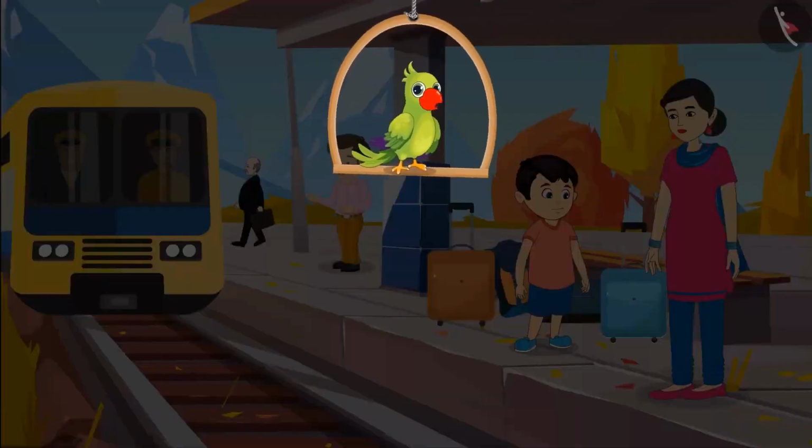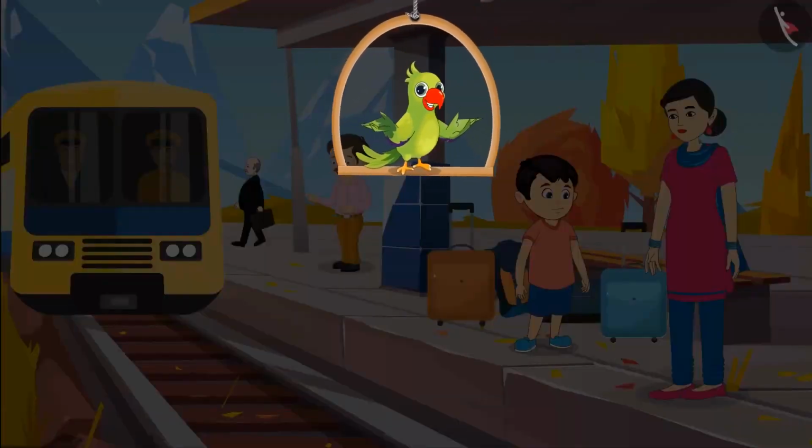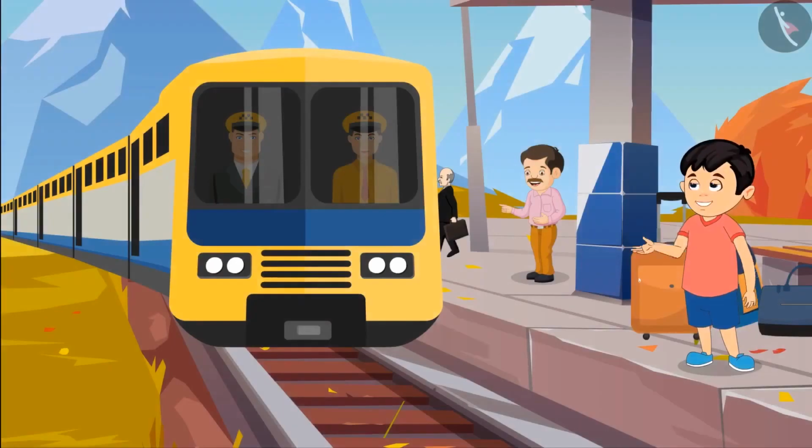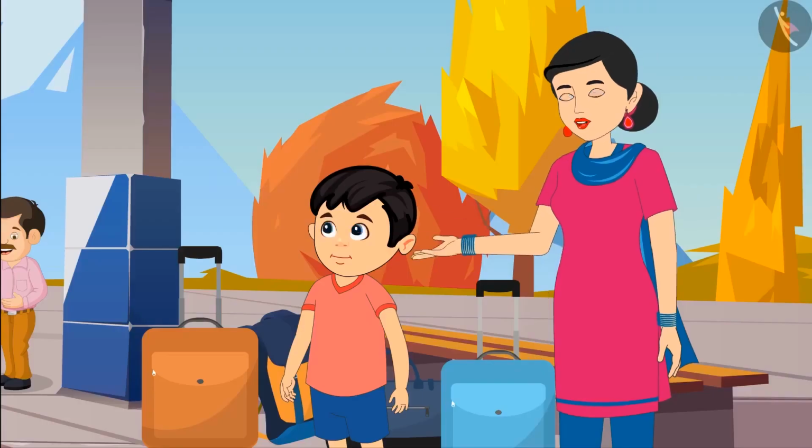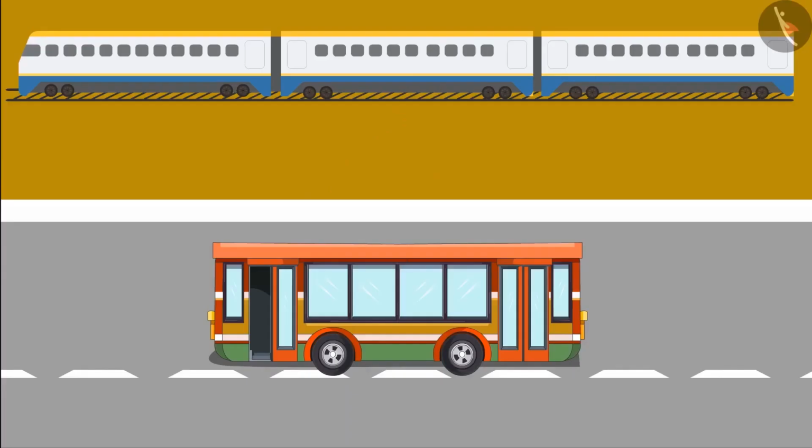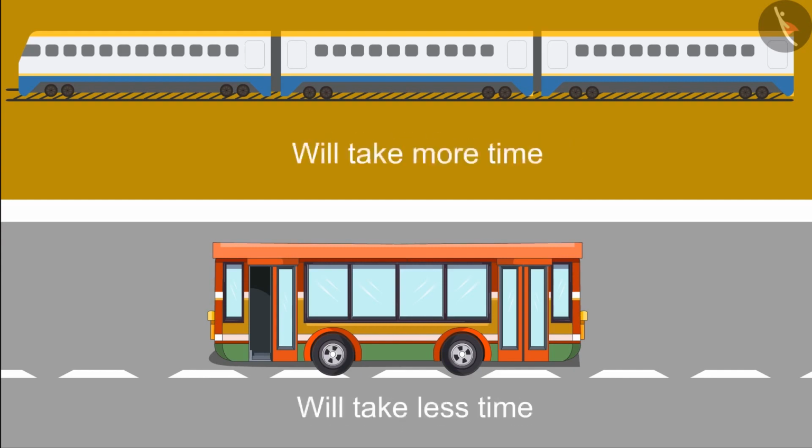Chotu is going with his mother to his grandparents' house by train today. Chotu has come to the railway station for the first time. Mom, this train is so long. Yes, Chotu, there are lots of coaches in the train. Mother, this train is longer than the bus. It means that it will take us longer to reach my grandparents' house.